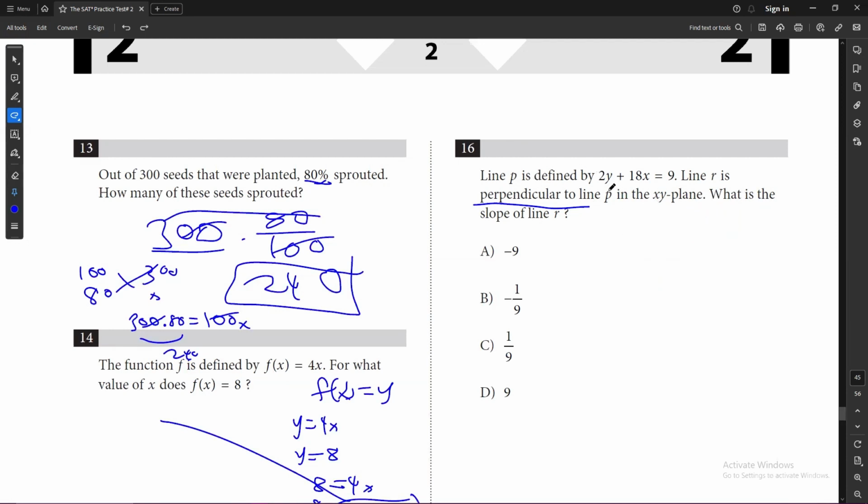So what we will do in this question is, first of all, calculate the slope of this first line, which is P. After that, we're going to find which value would end up with -1 if we multiplied it. And we're going to solve for that value, which is going to be our R, our slope of line R. We can call it whatever we want, and we're going to solve the question. Anyway, 2y plus 18x equals 9. But awesome, I don't know how to find y.